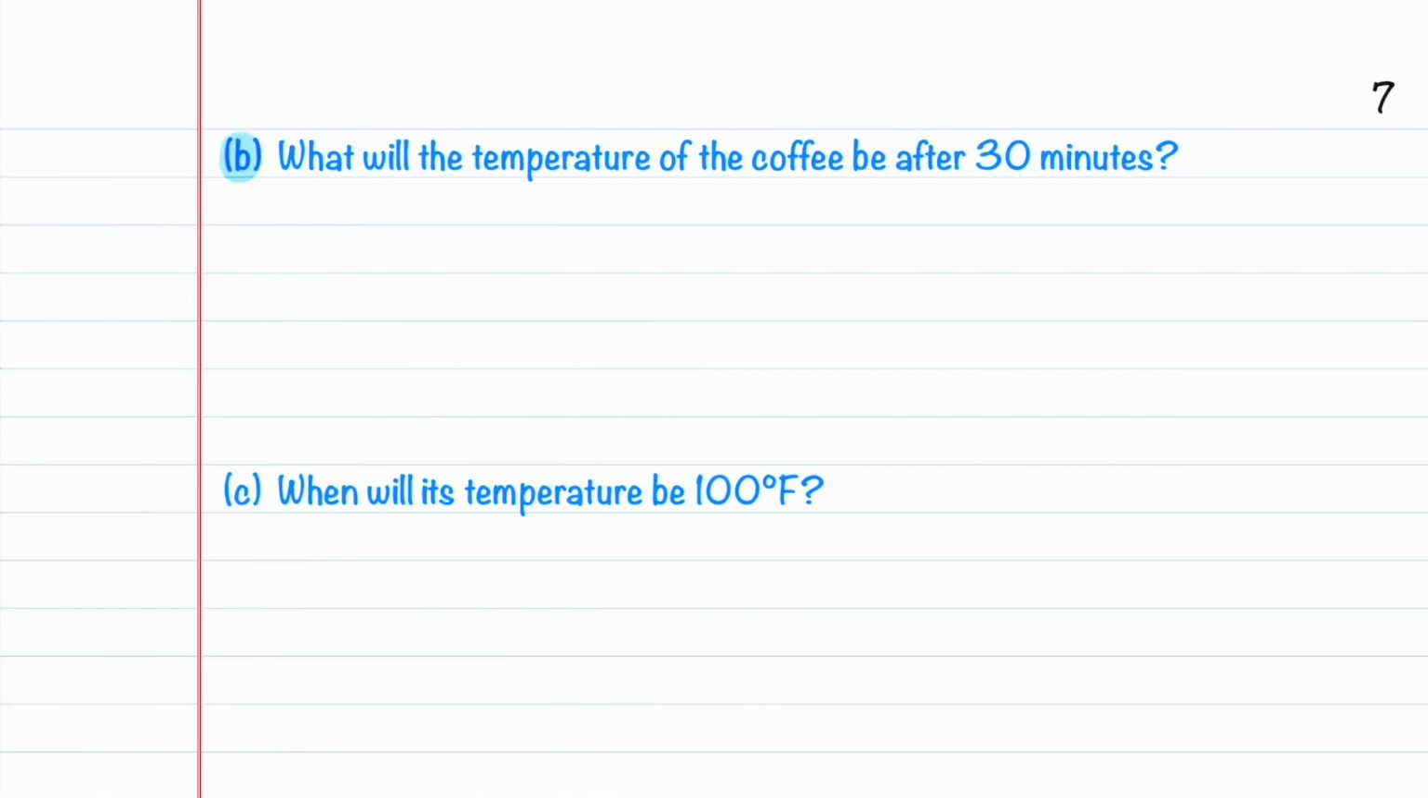We are now going to find out what the temperature of the coffee is going to be after 30 minutes. Let's write down our equation for our temperature. T of t is equal to 70 plus 130 times 9 over 13 raised to the t over 15.